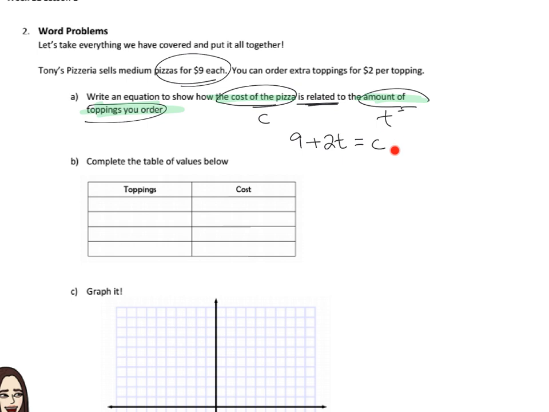Okay, and that is our equation. So topping is our independent variable and cost is our dependent variable. The cost depends on the topping. So for cost, we can say that this is also equal to 9 plus 2T.